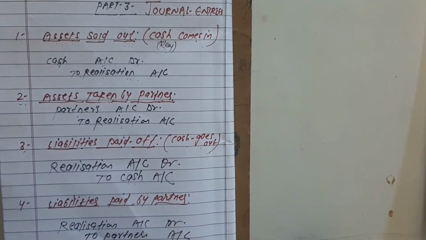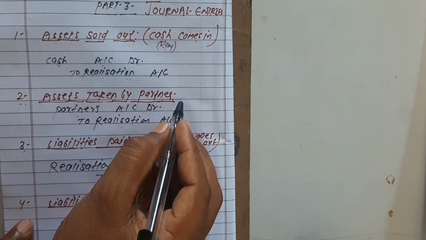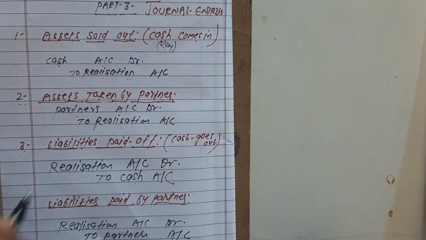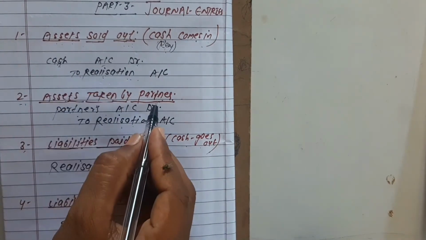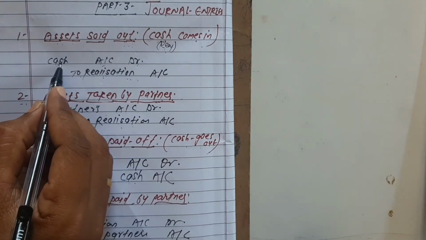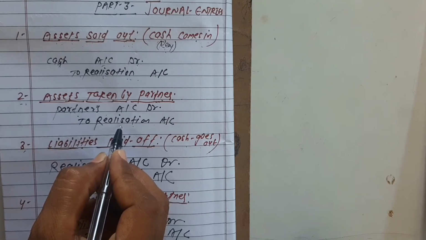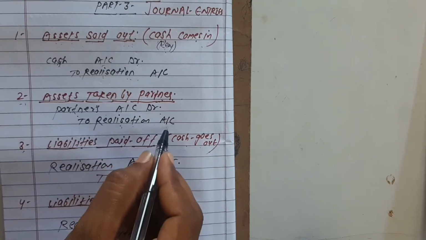So the assets have been taken by the partners, that means the partners have taken over the assets, meaning assets go out of the business, but there is no cash involvement because the partners don't pay cash at that time. So there is no cash transaction when the assets are taken by the partner. So instead of writing cash, we have to write the name of the partners, but since assets go out, we have to use the realization term. So partners account debit to realization.